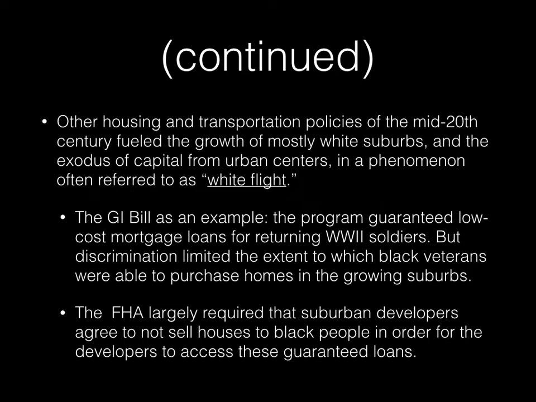For example, we could look at the GI Bill as an example. This program guaranteed low-cost mortgage loans for returning World War II soldiers, but discrimination limited the extent to which Black veterans were able to purchase homes in the growing suburbs. The FHA largely required that suburban developers agree to not sell houses to Black people in order for the developers to access these guaranteed loans. So here is another example of what we call institutional discrimination, or institutional racism. And we'll talk about that a little bit more later.